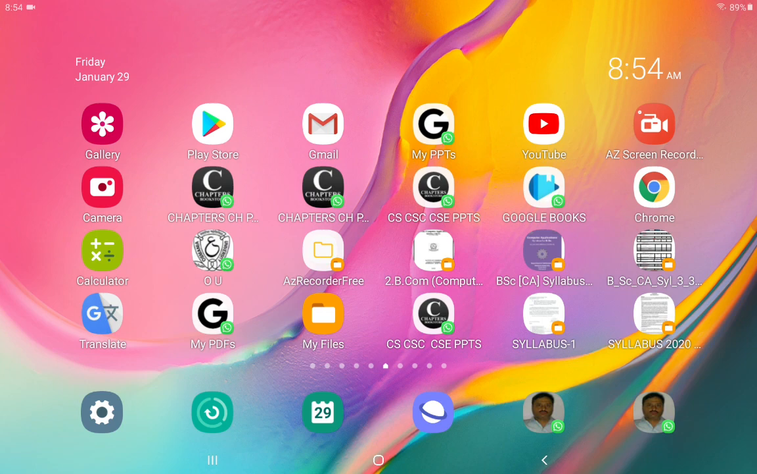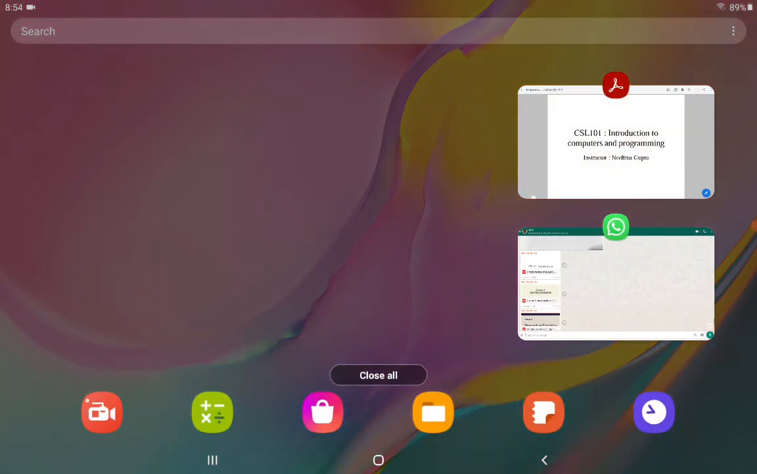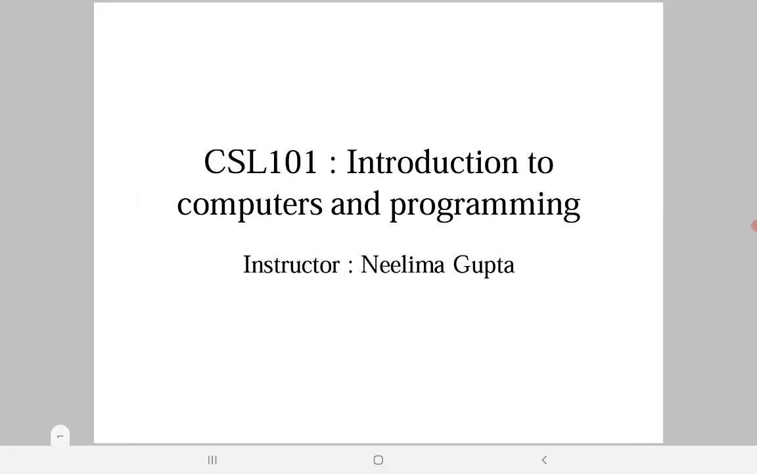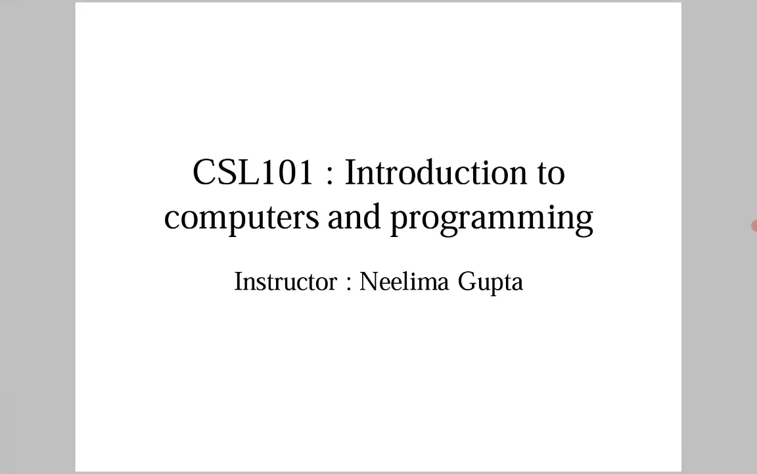Today we discuss programming languages: different types of programming languages, evolution of programming languages, their types, features and applications. Start the PPT. So, introduction to programming languages.